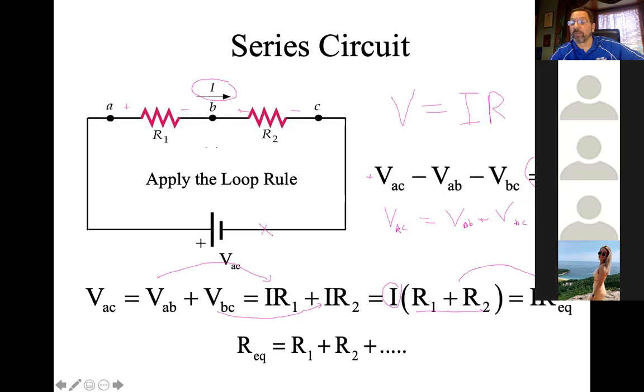We refer to that as the equivalent resistance of this circuit right here. So these two resistors, 1 and 2, could be replaced by a single resistor whose value is the sum of R1 and R2. Now remember, for capacitors, slightly different rule, right? If I was taking two capacitors in series, I would have said 1 over the equivalent capacitance is 1 over C1 plus 1 over C2, right?